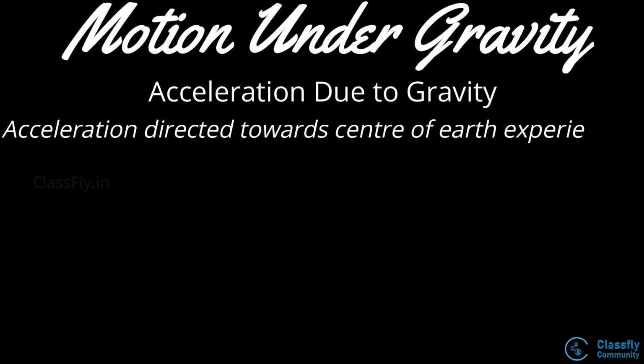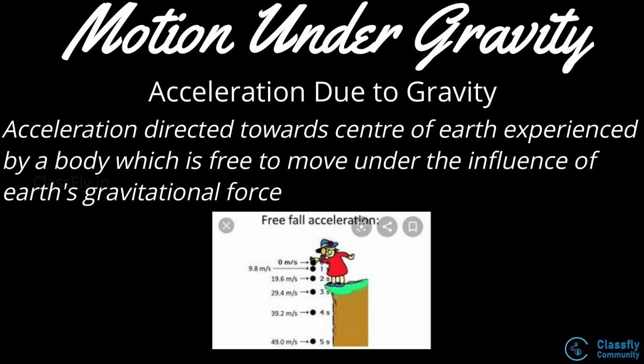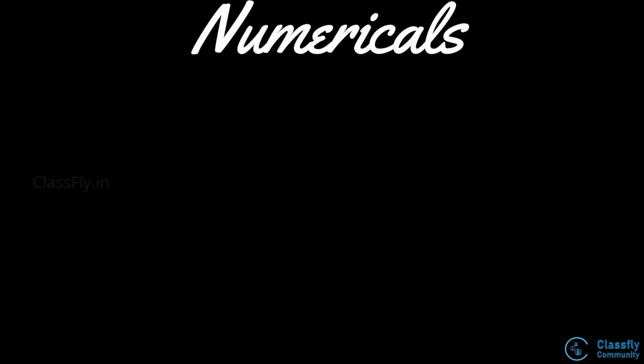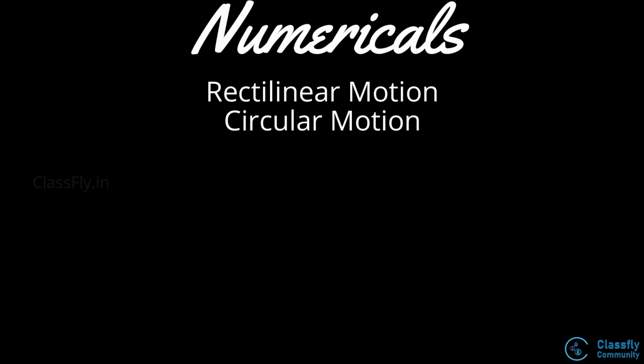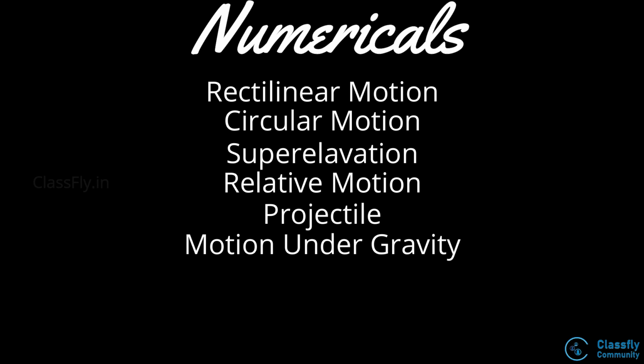Next, we move on to the concept of motion under gravity. Well, acceleration due to gravity is nothing but the acceleration which is directed towards the center of the earth experienced by a body which is free to move entirely under the influence of Earth's gravitational attraction. The value g is equal to 9.81 meter per second square. At last, we solved the numericals based on the various concepts, that is, numericals on rectilinear motion, numericals on circular motion, numericals on superelevation, numericals on relative motion, numericals on projectile, and numericals on the motion under gravity.